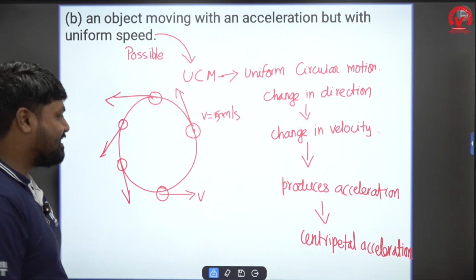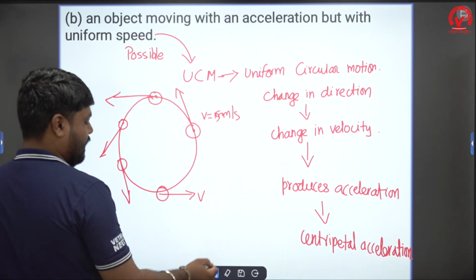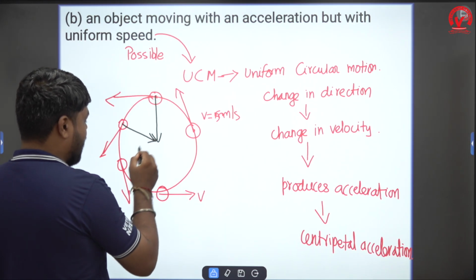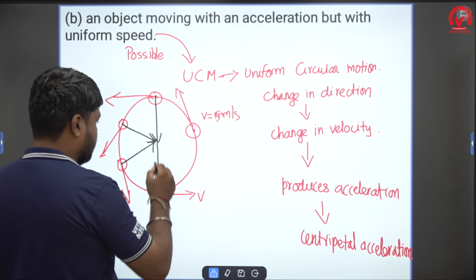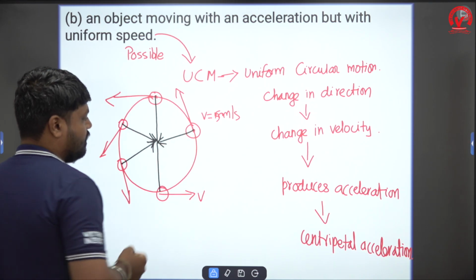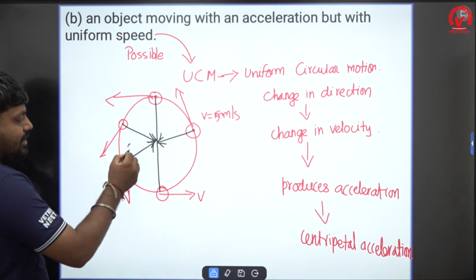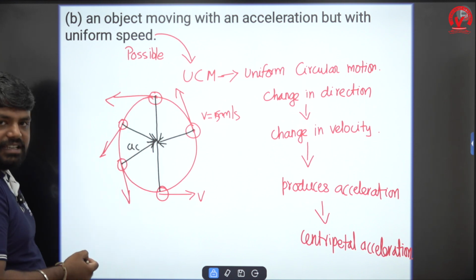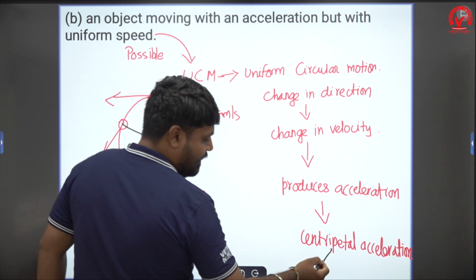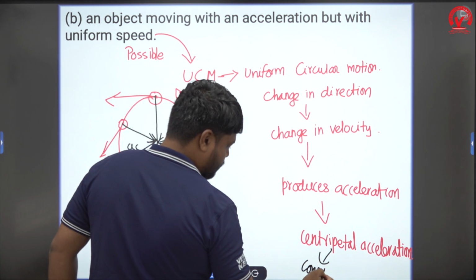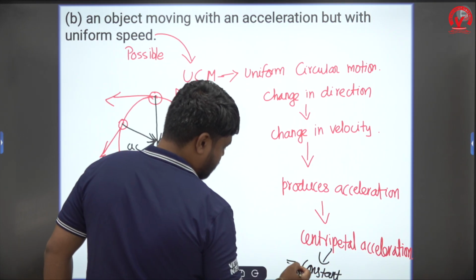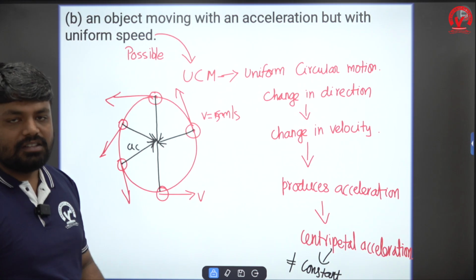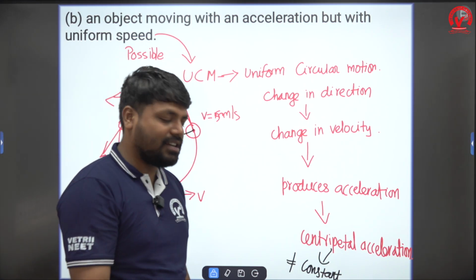Whether this acceleration is uniform? Not at all. Acceleration is a vector quantity. See here, the magnitude is the same, but the acceleration always acts towards the center. We have already seen this. At every point this direction is changing, so this acceleration is not constant, because the direction is changing. So centripetal acceleration is not a constant acceleration.